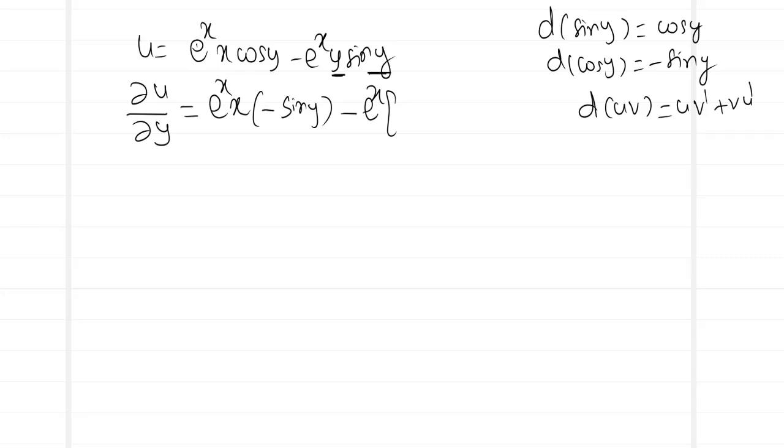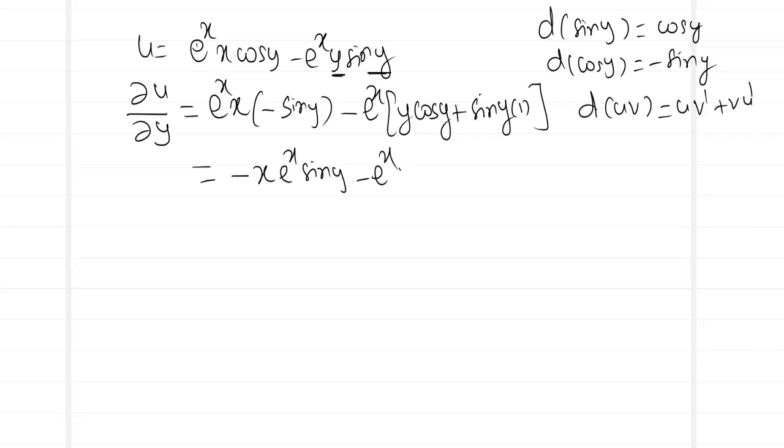So what will happen? Keep your y as such. Sin y on differentiation is going to be cos y and you keep your sin y as such. y on differentiation gives you 1. So now this completes my first derivative, namely minus x e power x sin y minus e power x y cos y minus e power x sin y. So I am having my first derivative.